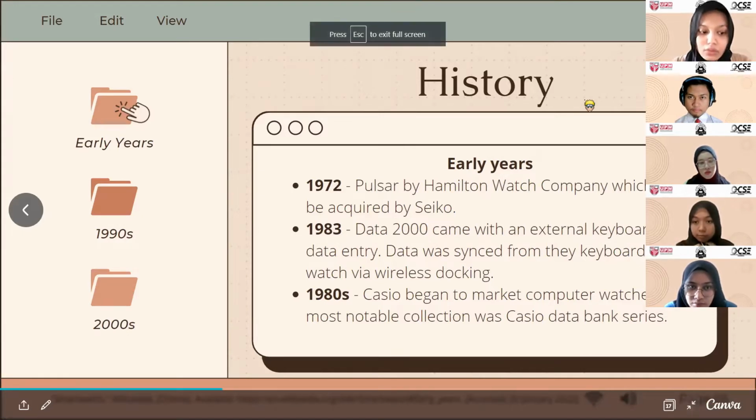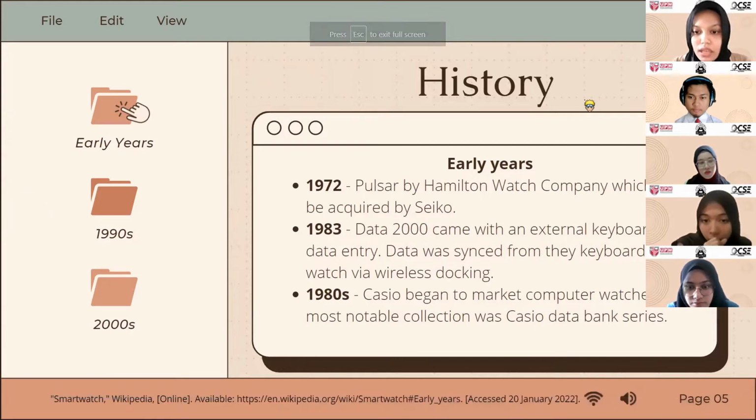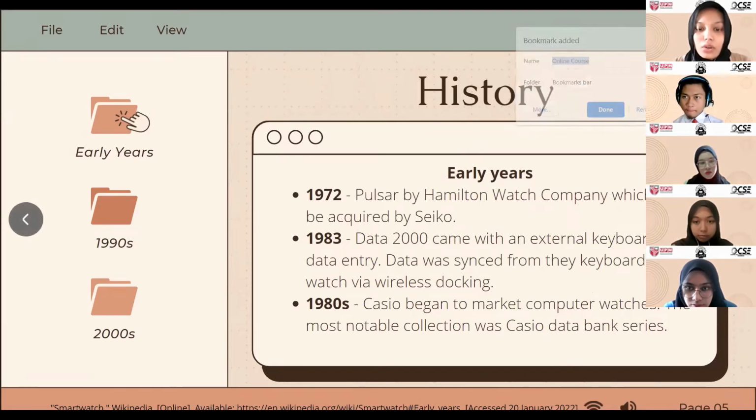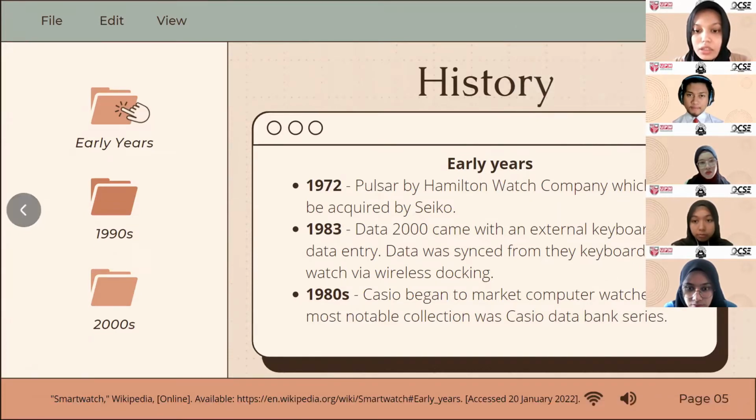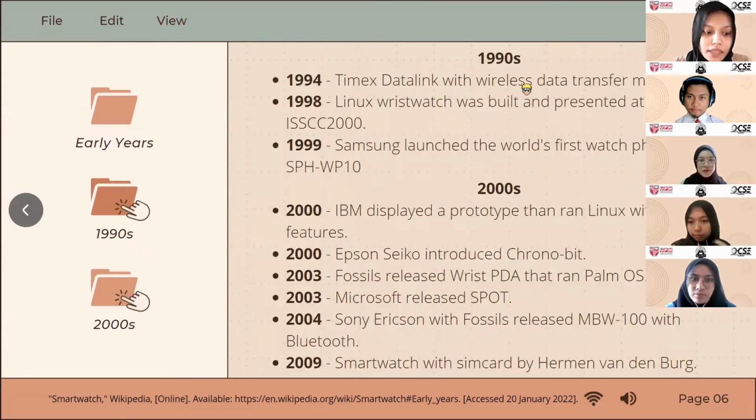Later in 1983, there's a watch called Data 2000. It came with an external keyboard for data entry, and the data was synced from the keyboard to the watch via wireless docking. Also in the 1980s, Casio began to enter the smartwatch market. They made computer watches. The most notable collection from Casio was the Data Bank series. Next, we'll jump into the 1990s history of smartwatches. In 1994, there's a smartwatch called Timex Data Link with a wireless data transfer mode, which is used to transfer data from PC to smartwatch.